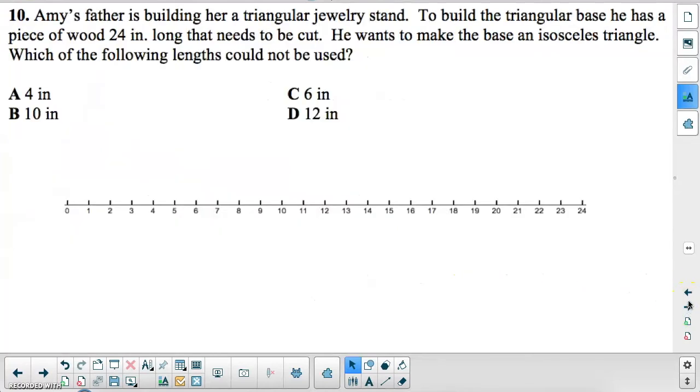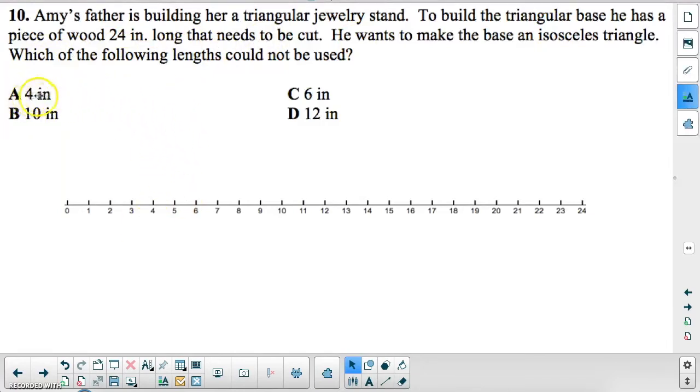In number 10, we have a triangular base that we're trying to make out of a single length of wood. So we have 24 inches of wood that's going to be cut into 3 pieces. We want to make sure these 3 pieces make an isosceles triangle, and we want to make sure they will make a triangle. We know to do that, the 2 shorter sides have to add to be greater than the third. We want to know which of these following lengths could not be used. So let's look at the possibilities.